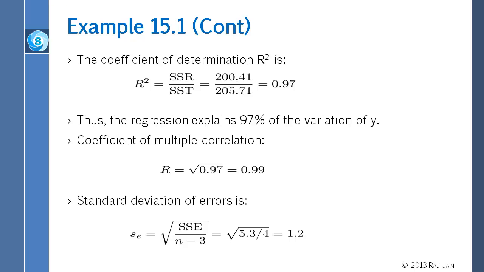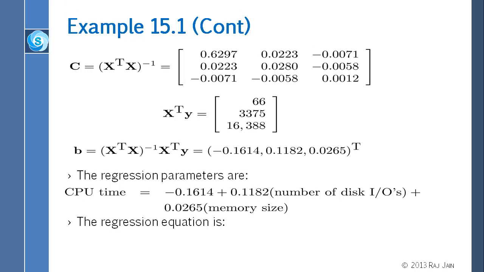Why n minus 3? Anybody? Can you guess where the 3 came from? Everybody should be able to guess where the 3 came from. So why do the errors have n minus 3 degrees of freedom? Because how many parameters have we estimated from the model? 3. Right? If we had k variables, how many parameters would you estimate from the model? K plus 1.